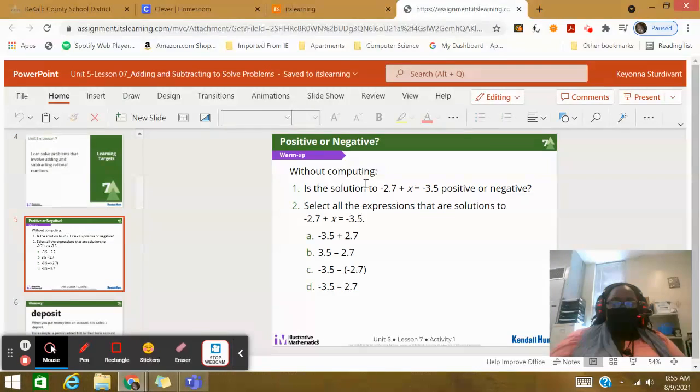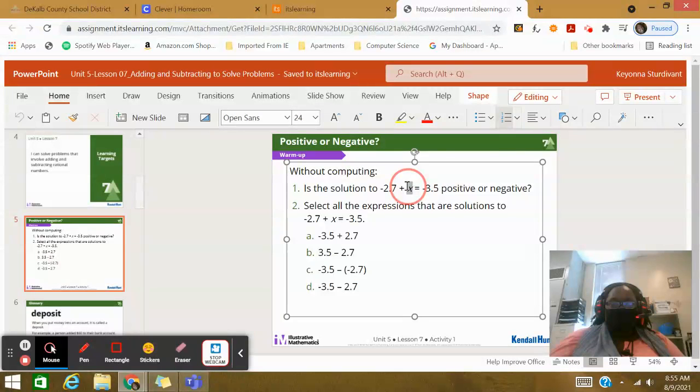Now, the warm up for lesson 7 is very similar to what we did in lesson 6. It says without computing, is this solution positive or negative? So we have negative 2.7 plus x is equal to negative 3.5. Is the value x considered to be positive or negative? That's the first question. And then question 2 says select all the expressions that are solutions to this problem.